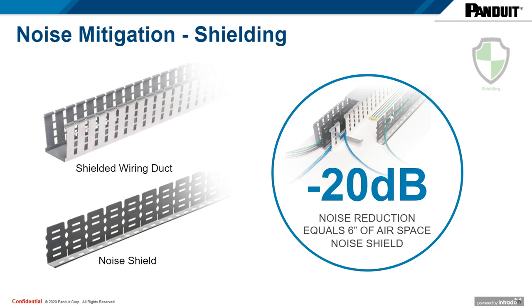An alternative to this is shielded wiring duct or noise shield as pictured on the slide. These can be utilized to effectively and more economically provide additional protection. Use of these innovative products can reduce noise by up to 20 decibels or the equivalent of 6 inches of additional airspace.